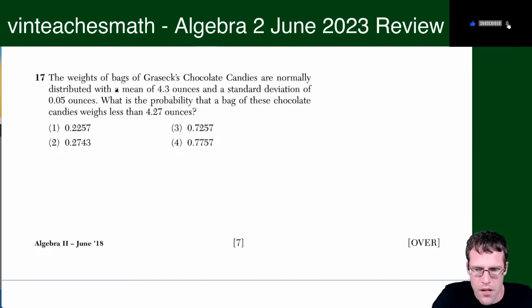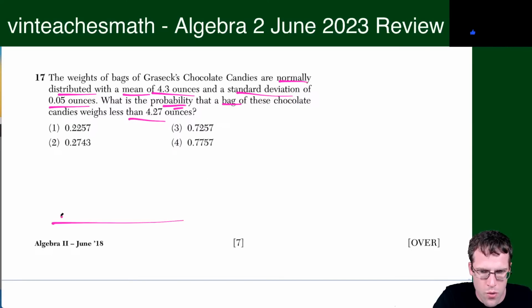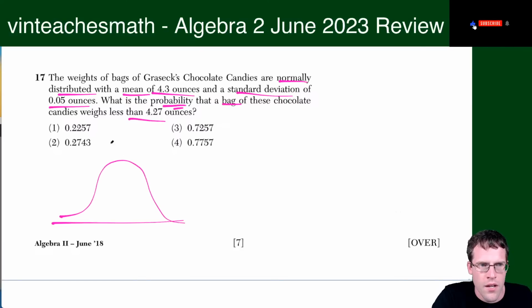So let's see. The weights of chocolate candies are, oh, here we go, normally distributed with a mean of 4.3 ounces, standard deviation of 0.05 ounces. What is the probability that a bag of these chocolates weighs less than 4.27? The concept here, think of normal distribution, that's the bell curve. And the mean here is 4.3, so that's the average. They're telling us the standard deviation is 0.05.